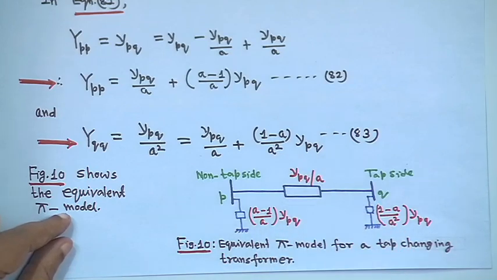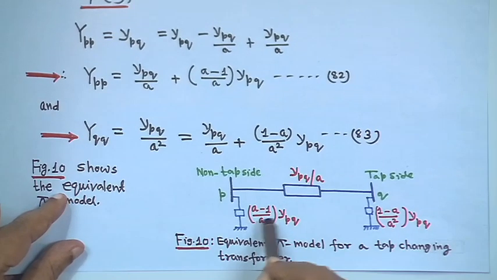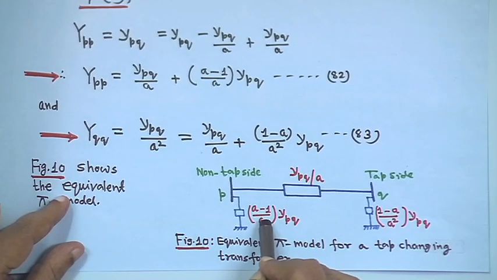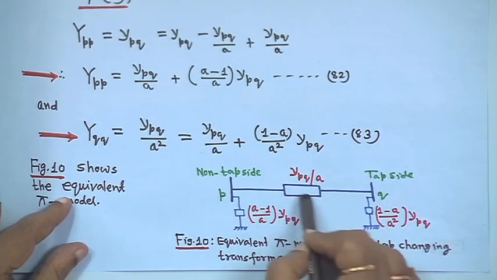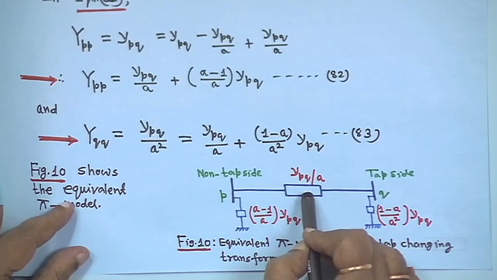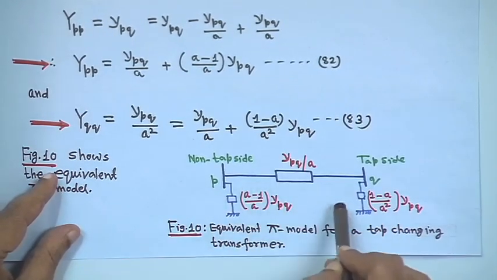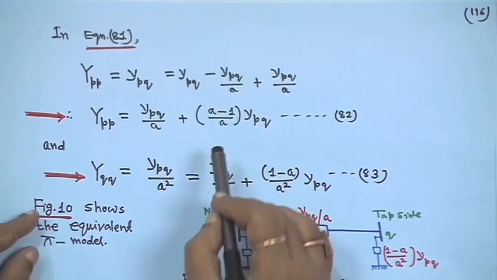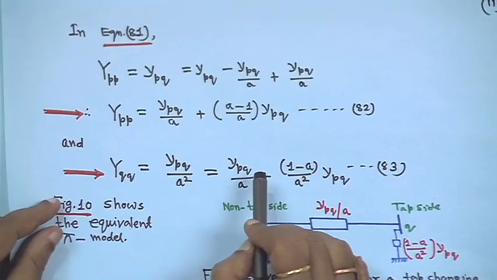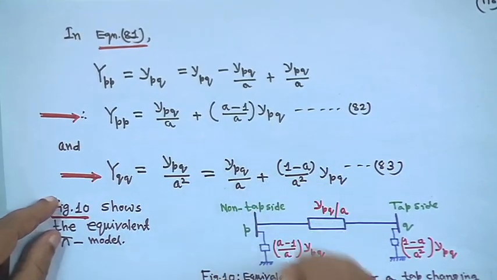When the tap ratio is at nominal, that means A is equal to 1, it is simply YPQ, and this shunt term will be 0. The transformer can then be represented just as a series admittance. If it is not, this is the pi equivalent of the transformer model. I hope you have understood this equation, it is very interesting. So, this is the way we have done it.